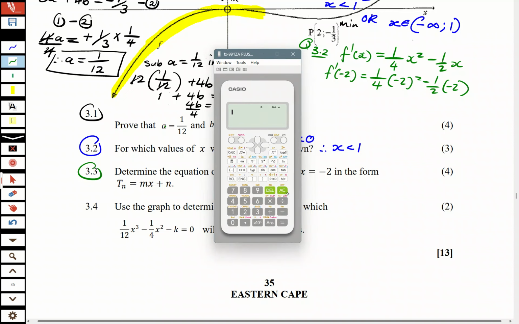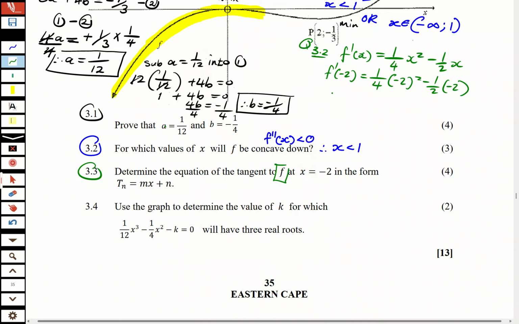So this is 1 all over 4 minus 2 squared, minus 1 all over 2, and then minus 2. So the answer is simply what? A positive 2. So the gradient at x equals negative 2 is simply 2. So therefore, this will give you the gradient of this tangent also, because the gradient of the tangent and the gradient of the graph are exactly the same at that point.